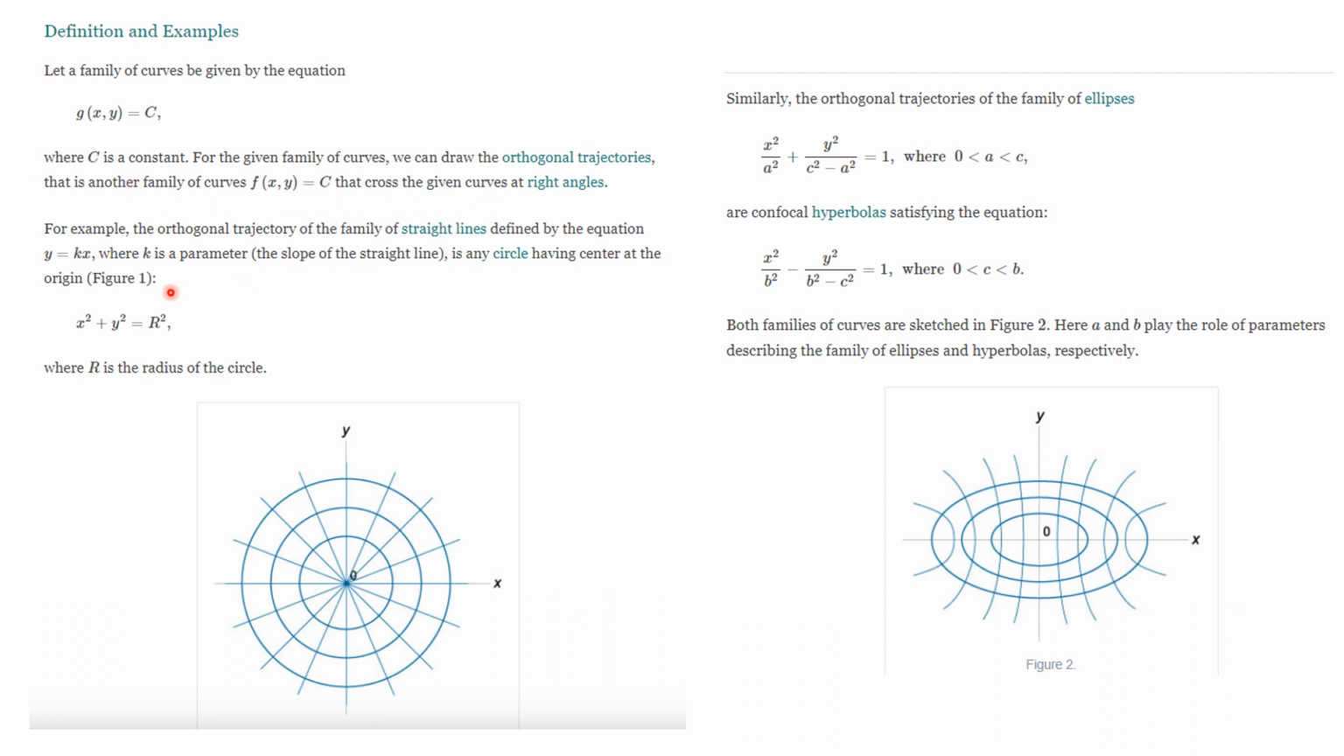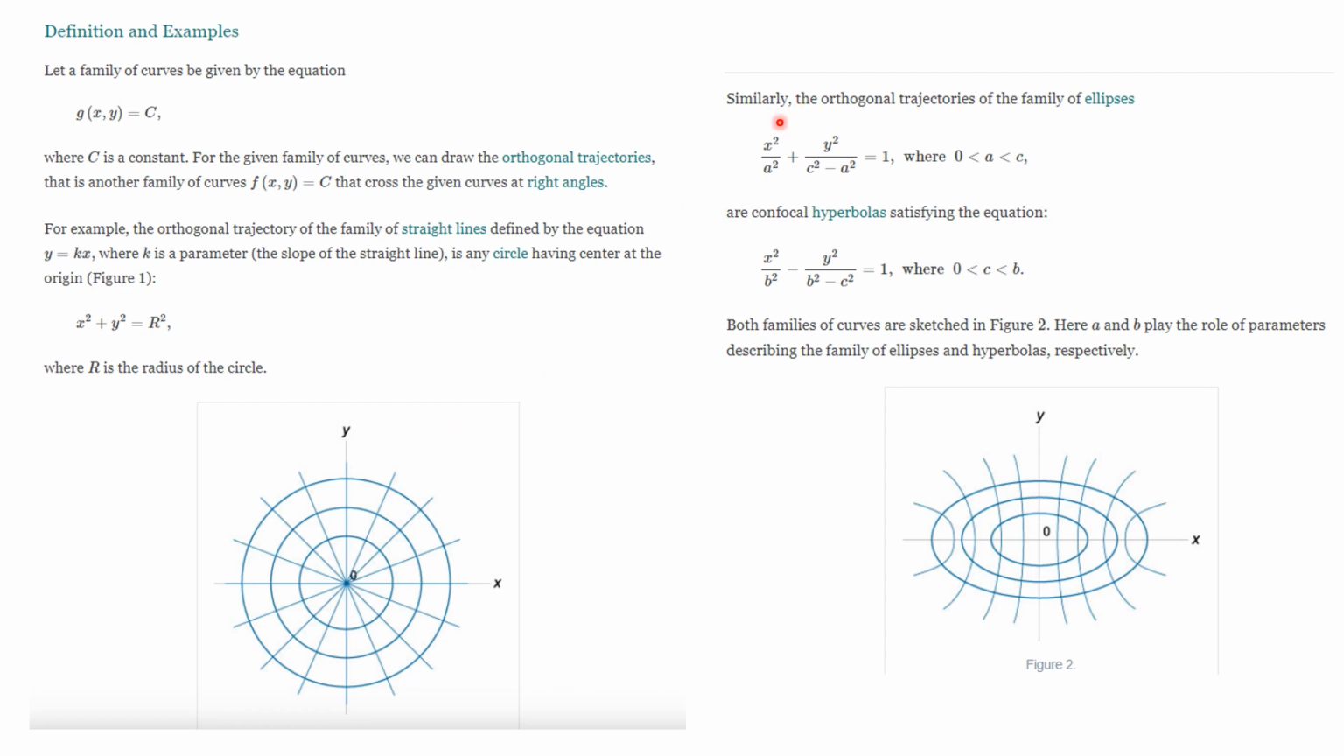And here's an example. The orthogonal trajectory of the family of straight lines defined by the equation y equals kx, where k is a parameter, the slope of the line, and notice it goes through (0, 0), is any circle having center at the origin: x squared plus y squared equals r squared, where r is the radius of the circle. Now, as you look at the picture, you can say, yeah, it looks pretty good to me. We're actually going to prove this one.